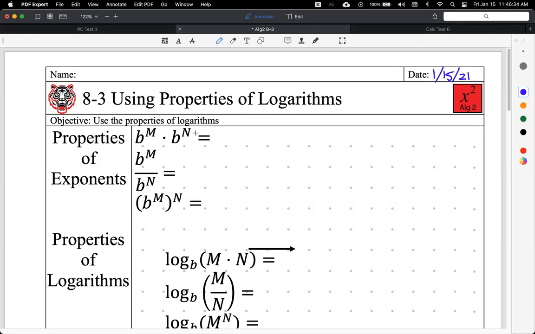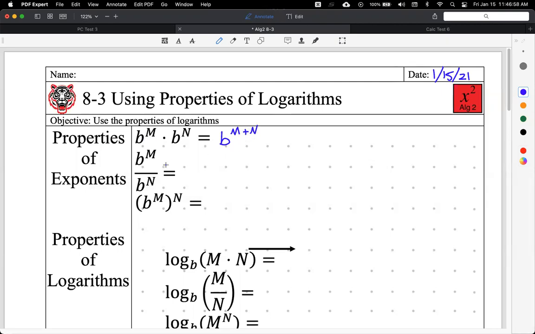I'd appreciate it. b to the power of m times b to the power of n. You guys know this already. You should be able to tell me. What is it? Quiet raise hand. Andres. b to the power of m times n, or m plus n? m plus n, yeah. So whenever you multiply bases, you add the exponents.